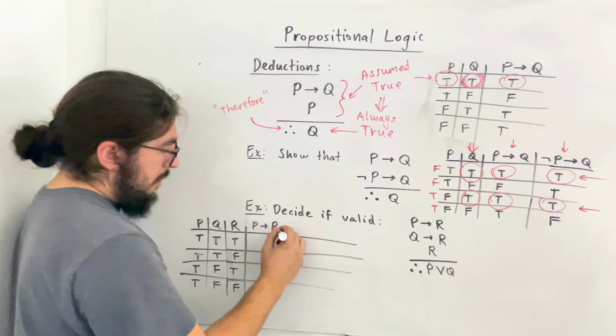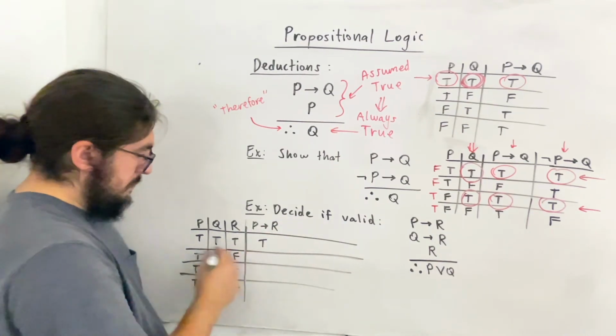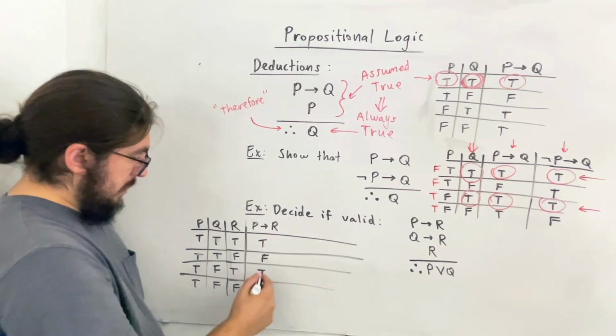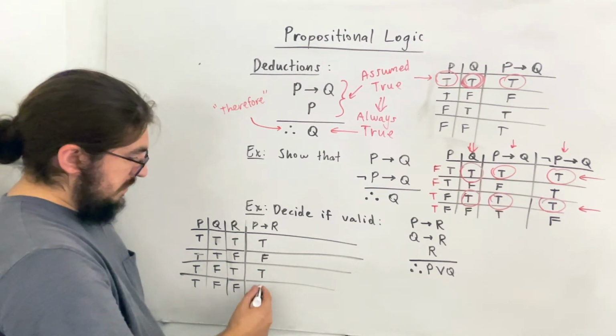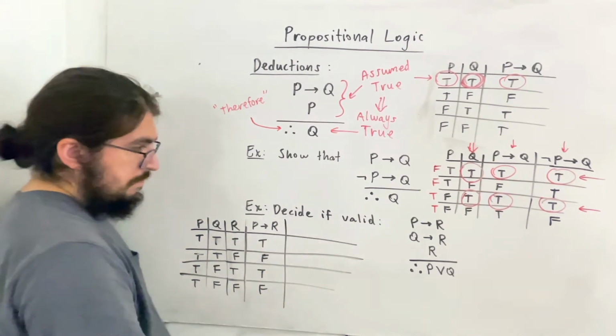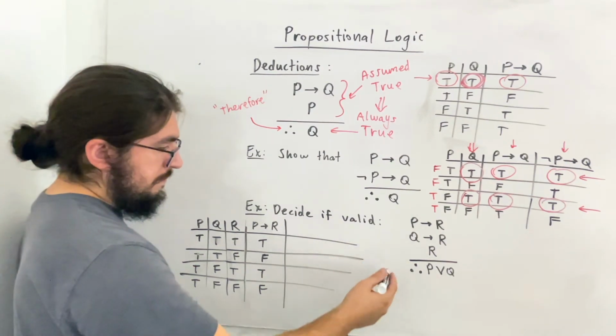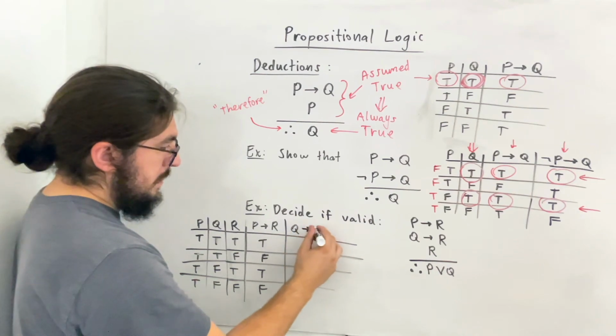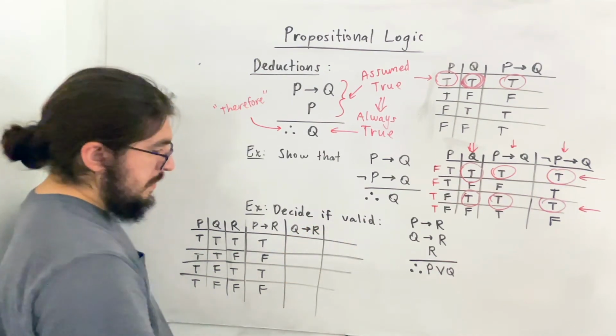So if P then R, that's true. Truth cannot imply false, so that's false. Truth can imply truth, so that's good. And truth cannot imply false, so that's false. Okay, what about, well, I guess we need if Q then R, that's another new statement that we don't have already here in the truth table.